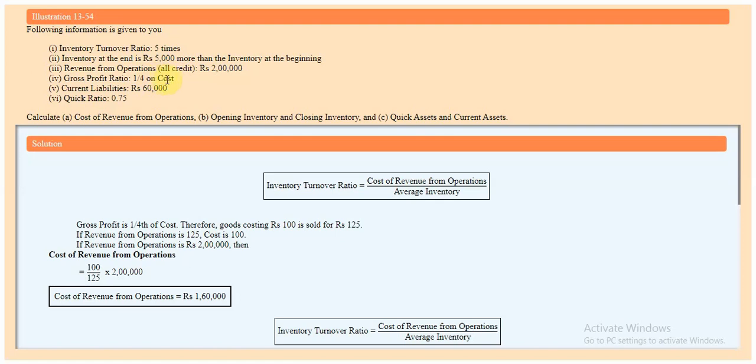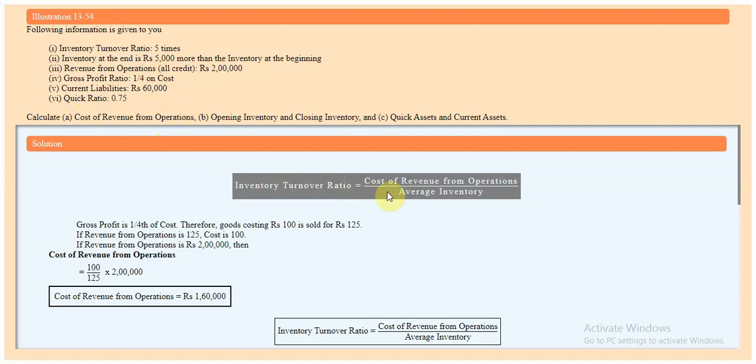Mind this, friends, it is given as on cost. And then current liabilities is given, quick ratio is given. Okay, so the first subdivision asks us to find out the cost of revenue from operations. We will first solve this and then go to the next thing. Inventory turnover ratio is equal to what? Cost of revenue from operations divided by average inventory.